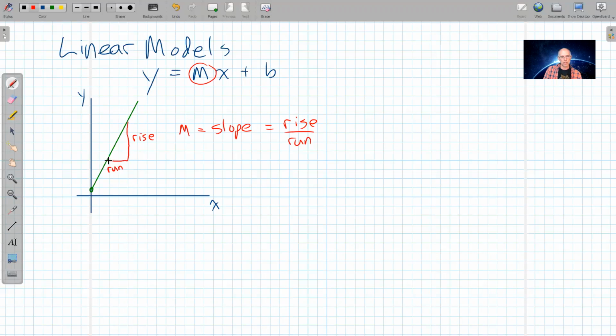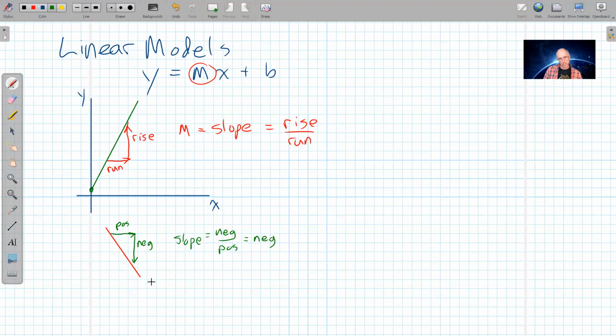Now here, I'm running positively to the right, and I'm rising positively up. So if both numbers are positive, the slope is positive. But it could be we have a downhill decreasing trend like this right here. In this case, I have a positive run, but a negative rise. So this would be positive, negative. So when I find the slope, it's always rise over run, in this case, a negative number over a positive number, which is going to lead to a negative slope in the end.